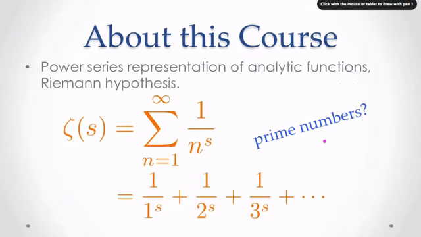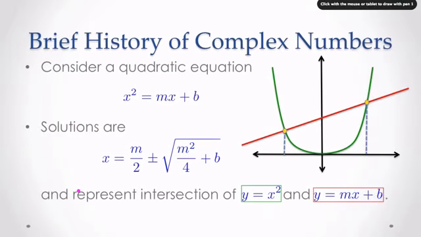We'll study power series representations of analytic functions, and we'll even be able to talk about the Riemann hypothesis, which is an open conjecture that was conjectured by Bernard Riemann, and to this day has not been proved. And it is related to prime numbers, believe it or not. And we'll study how it is related to prime numbers, and the veracity of this conjecture has implications for the distribution of prime numbers. So let's get started, and let's talk about a brief history of complex numbers.